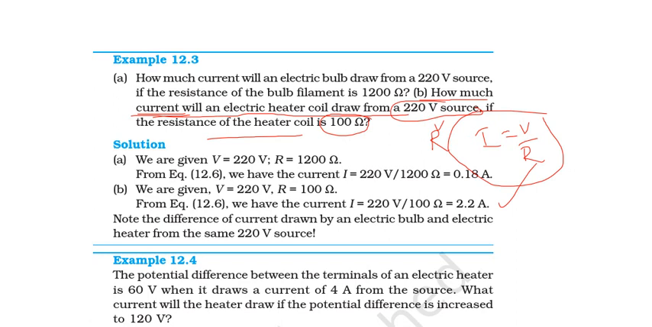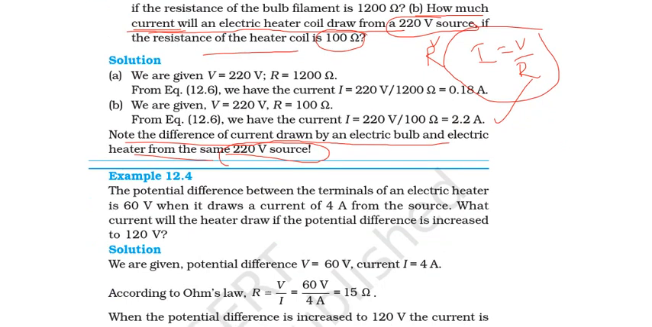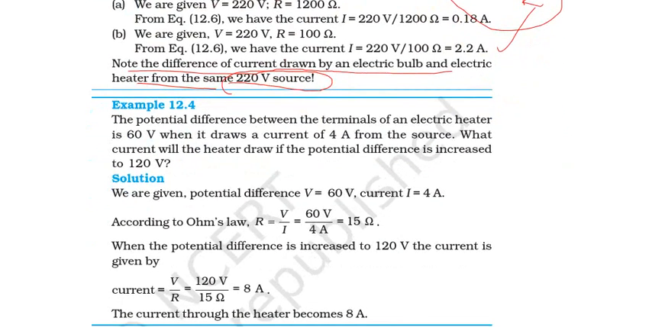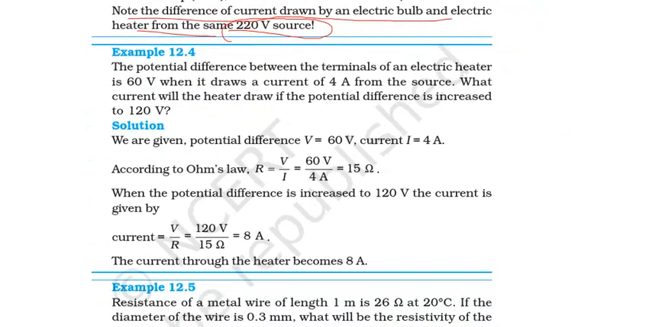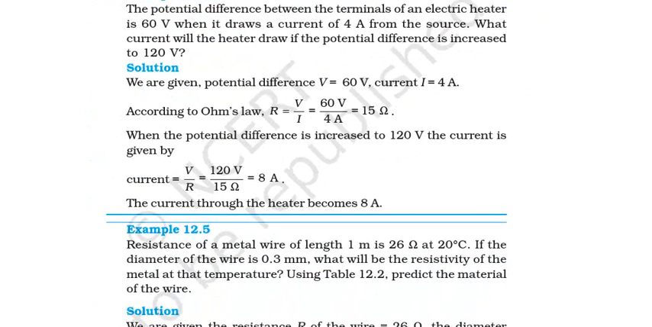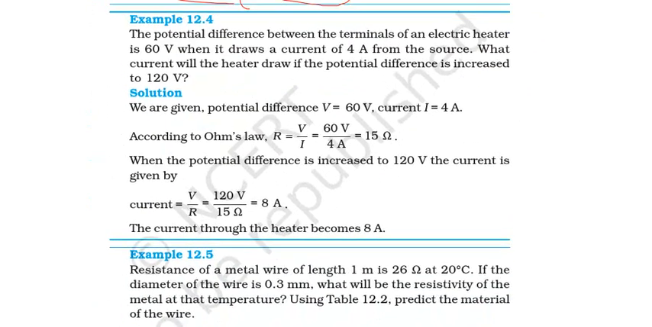And the next one. Now here see the one statement: note the difference of the current drawn by an electric bulb and an electric heater from the same 220 volts source. What is the meaning of that? Think and give me the answer. What is the statement's meaning?